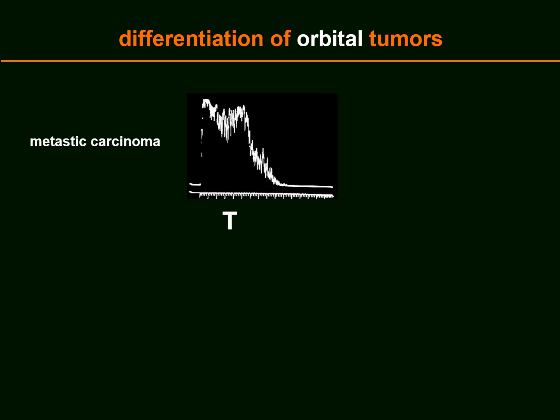When we apply this to the differentiation of orbital tumors, a metastatic carcinoma in the soft tissues of the orbit has a high reflectivity. It's lower in the center, where the infiltration is more intense and the cells are denser. This infiltration gives us a V shape, and we call this a high V. That's at tissue sensitivity.